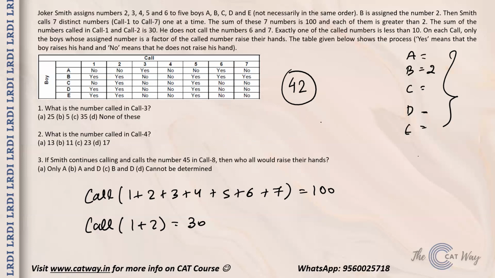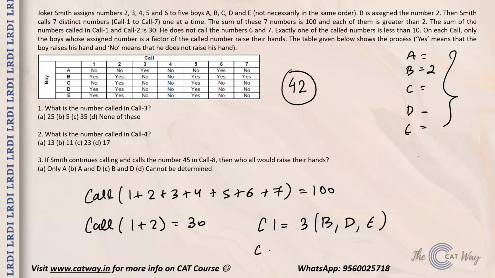Now you have been given the table, in which for different calls, which people have raised their hands has been given to you. Now guys, if we talk about call 1 and call 2, we know that the sum is equal to 30. Out of that, what we know is that C1 is divisible by 3 numbers, and those numbers have been given to B, D, and E.